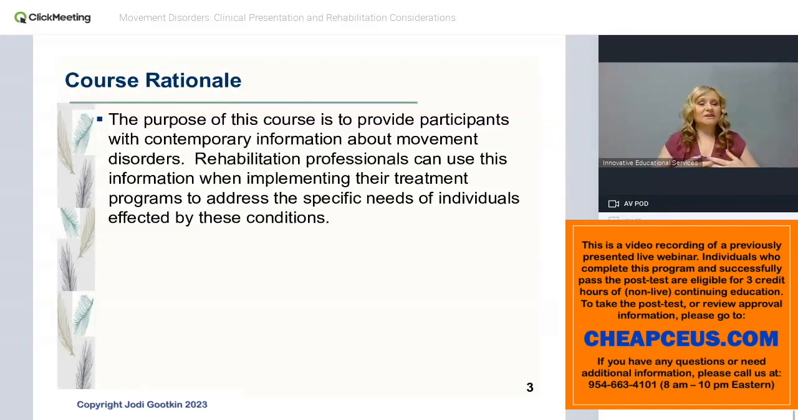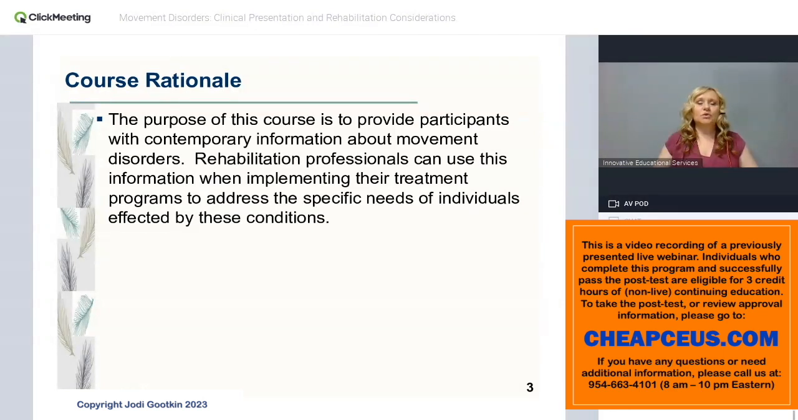The rationale is to take a look at the research and see what new information is out there, what additional strategies you might want to incorporate into your rehabilitation programs, and to get that head nod for what you're already doing, that the research still currently supports that.